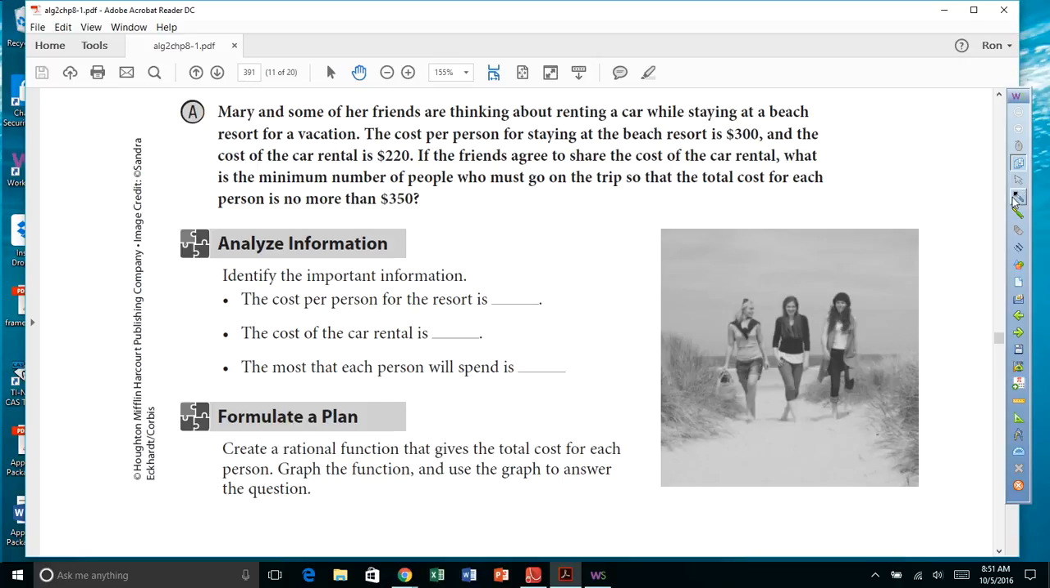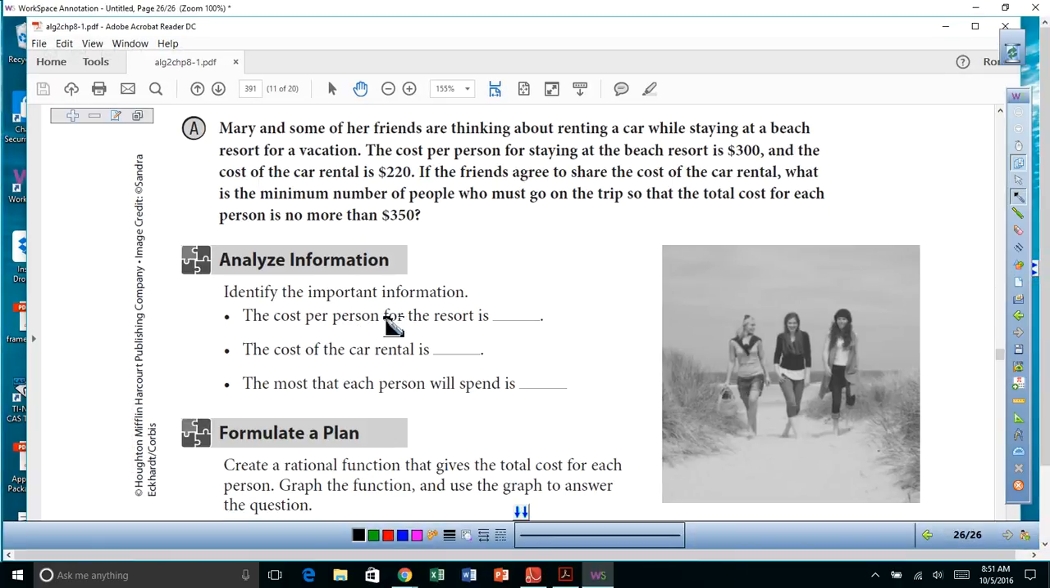Identify the important information. The cost per person for the resort is, what did it say up here? $300. The cost of the car rental is $220. The most that each person will spend is $350. Okay. Create a rational function that gives the total cost for each person. Graph the function and use the graph to answer the question.